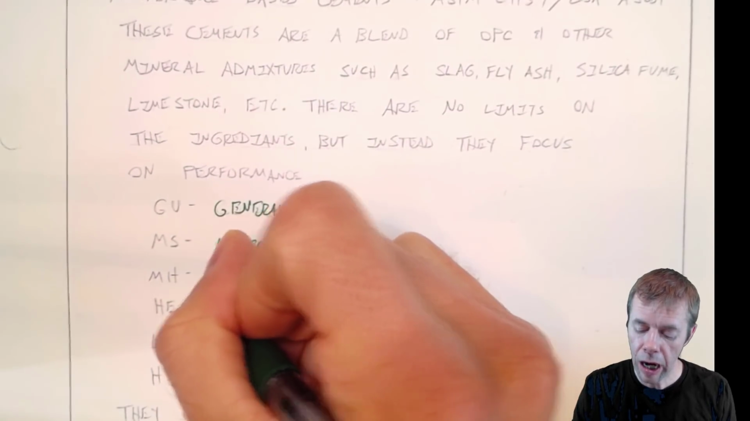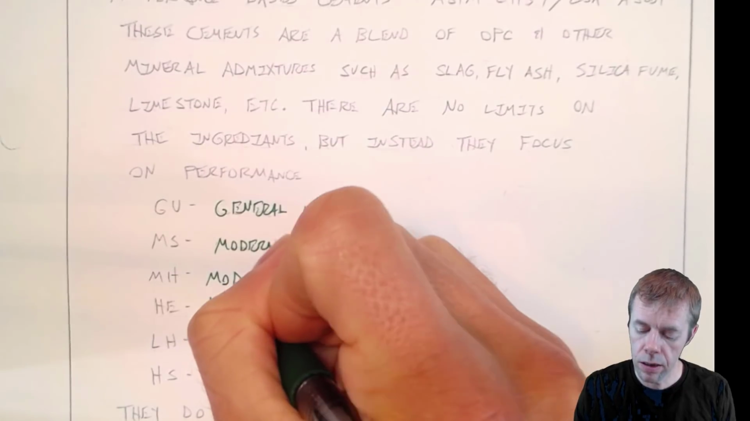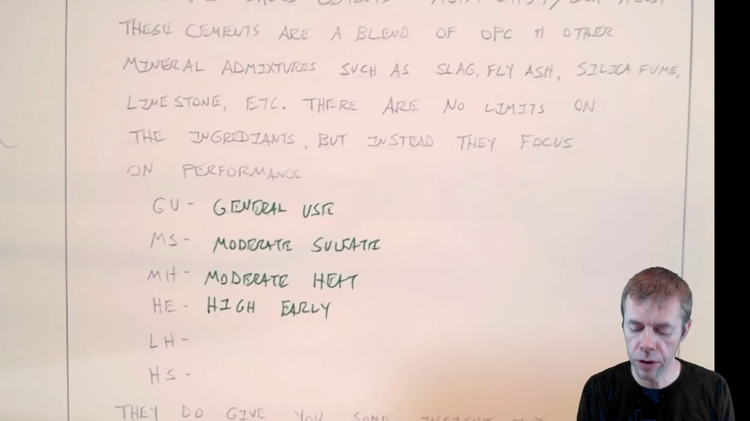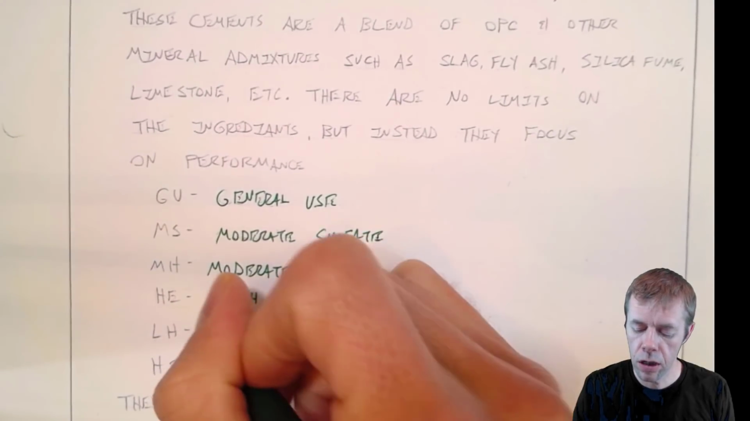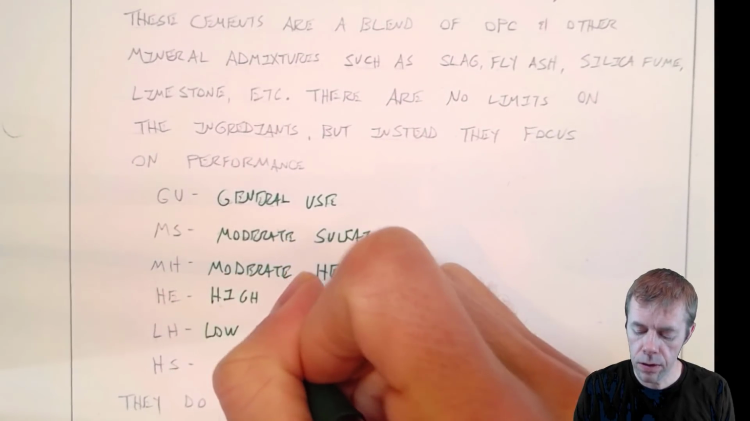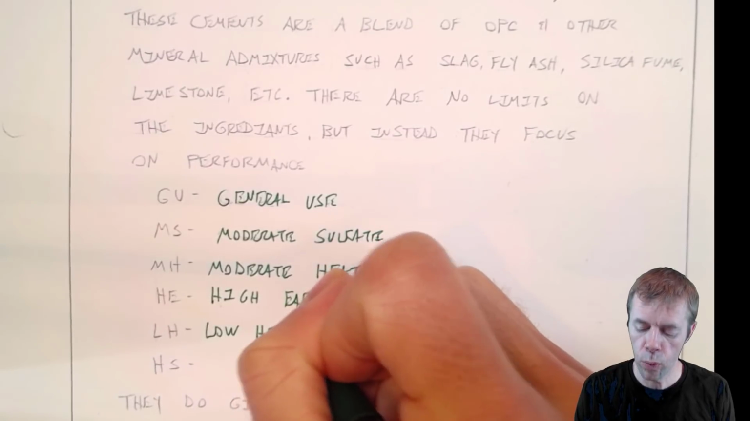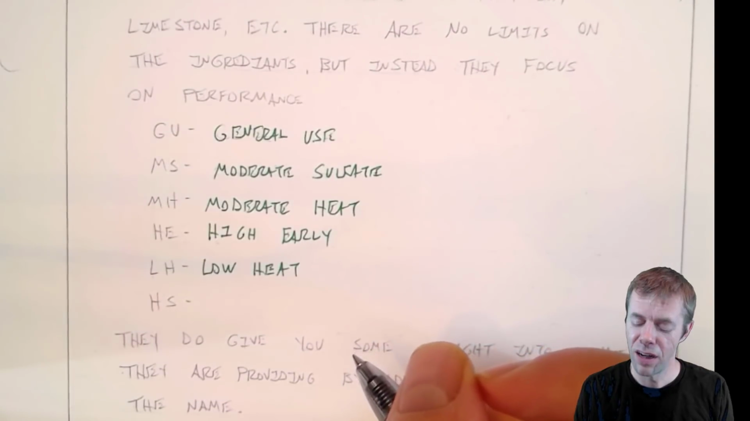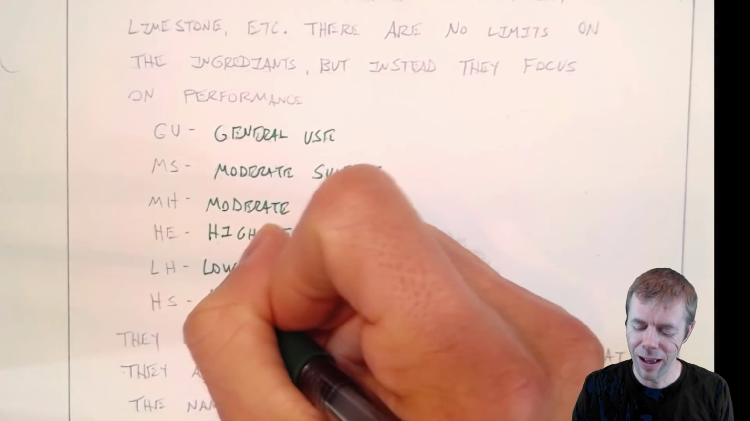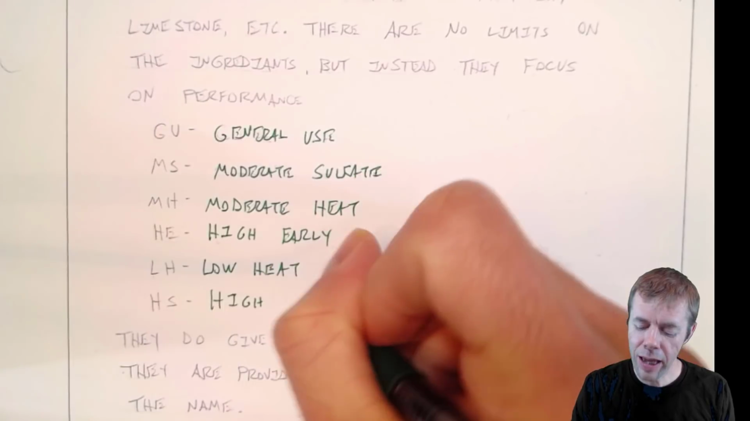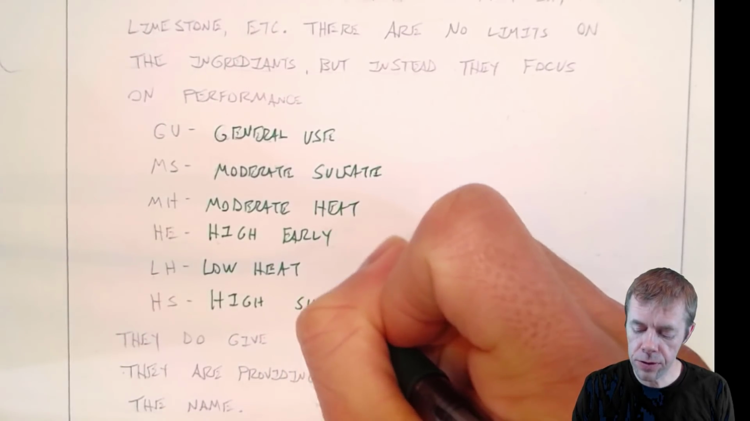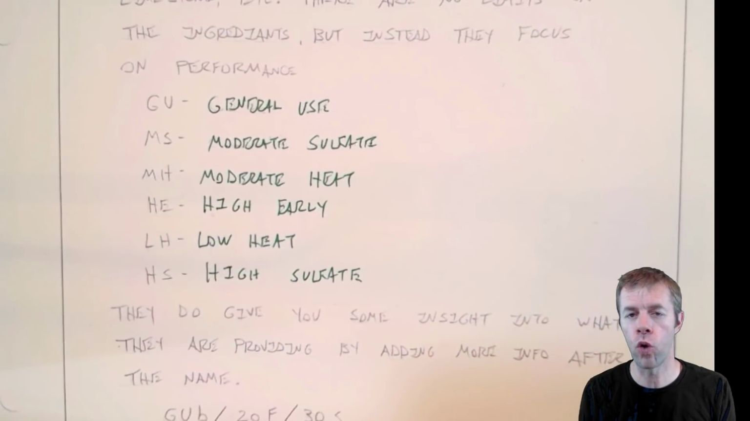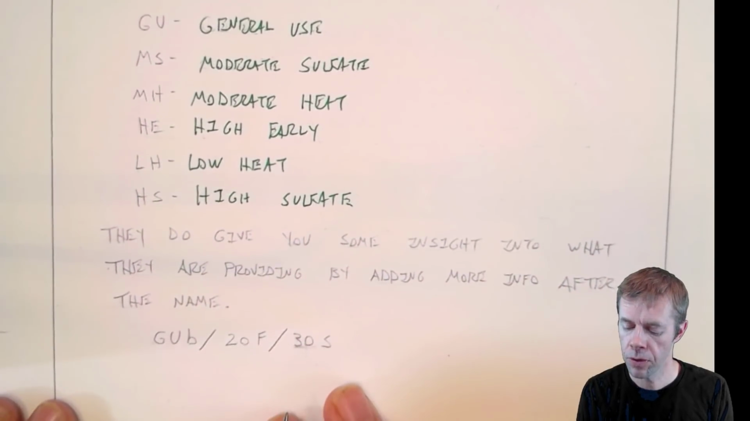HE, high early. So again, it's going to get you a certain amount of high early strength. LH, low heat. Really, really low heat. HS, what do you think that is? High sulfate. And again, you can read more about these actual cements, but the goal is that they're performance-based. They're going to perform a certain way on a certain test.